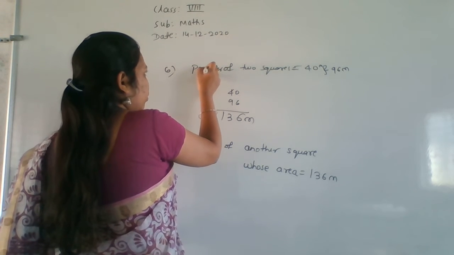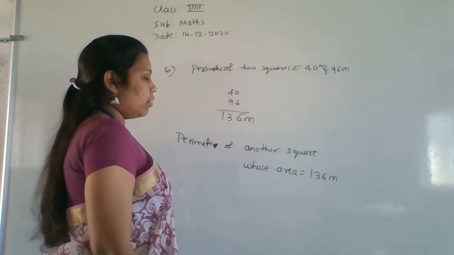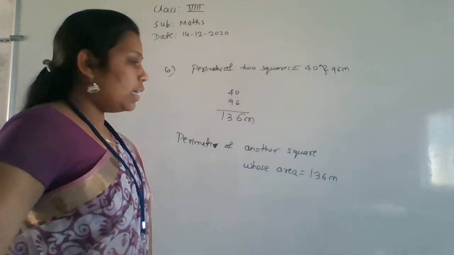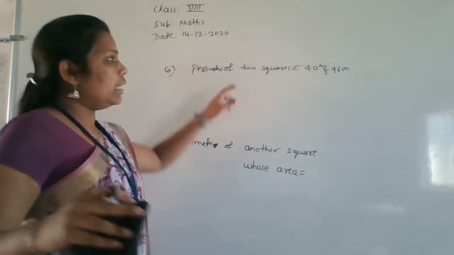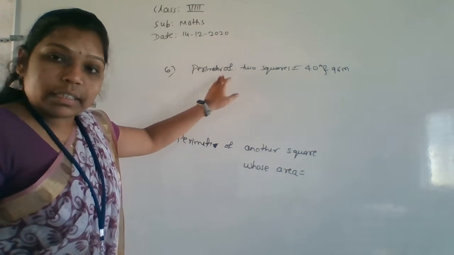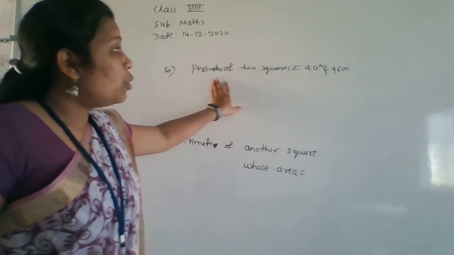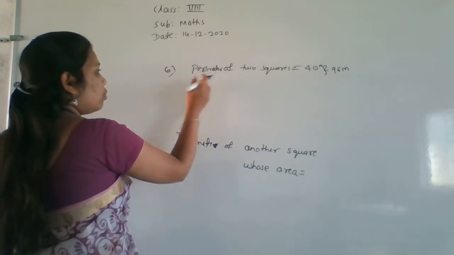Okay. So the perimeters of two squares are 40 meters and 96 meters. They told us to find the square whose area is equal to the sum of the areas of these two squares. First find the area of these two squares. They have given only the perimeter here, right? So to find the area first, what do you have to do?